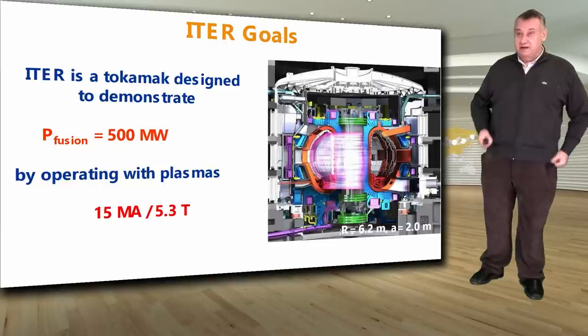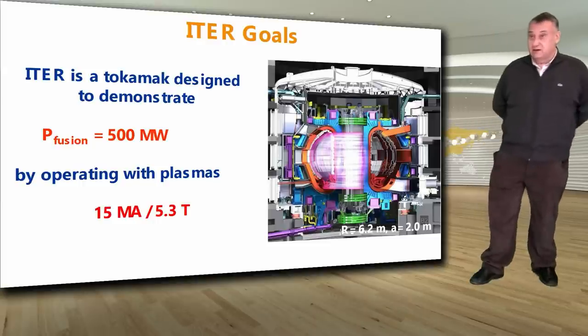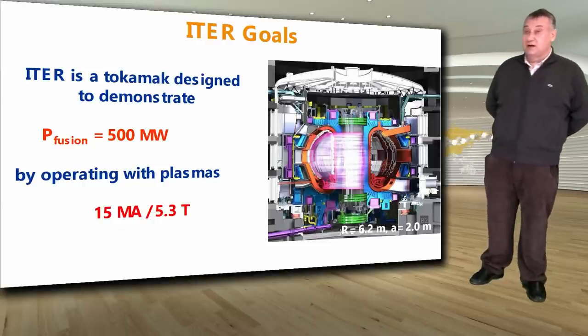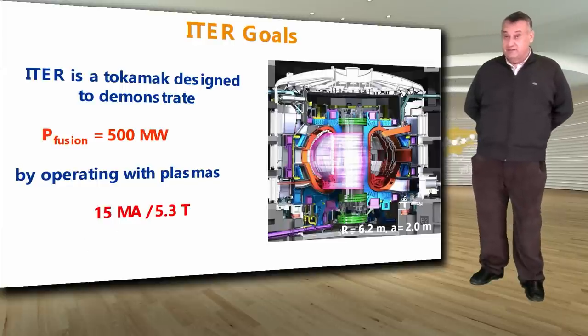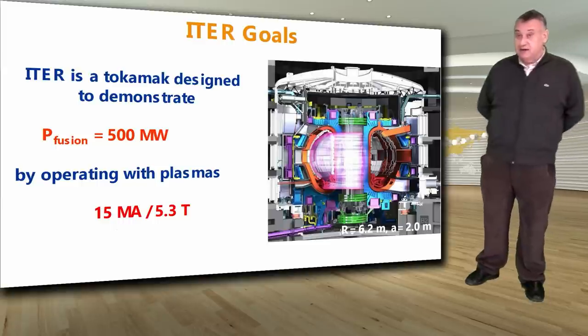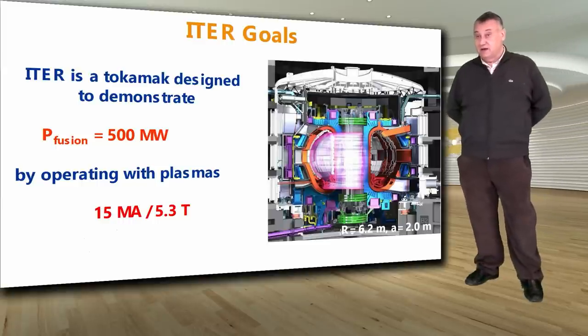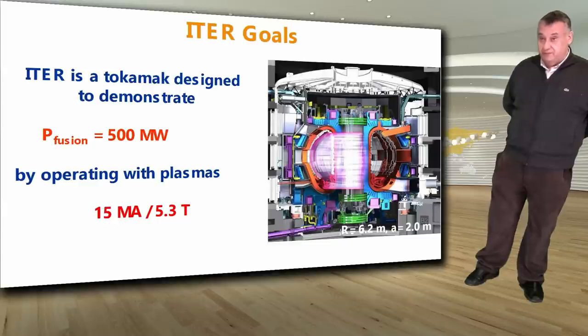So the first thing is, why do we have this talk? This talk we have because ITER, as you know, is a tokamak designed to demonstrate the production of fusion power up to the level of 500 megawatts. And for this, we need to operate plasmas at very high temperatures with currents of up to 15 megaamp and in a toroidal field of 5.3 Tesla.